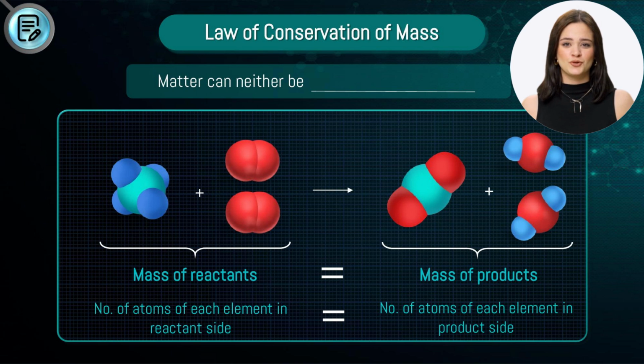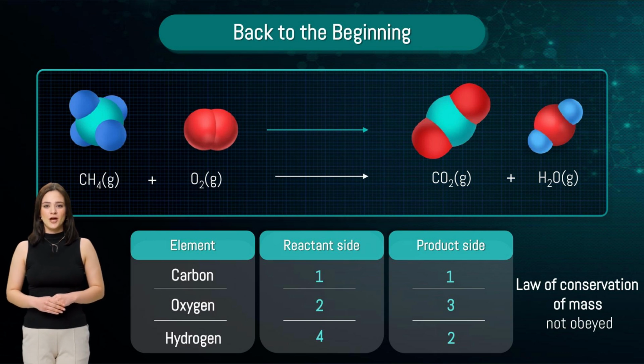This principle ensures that the number of atoms for each element remains constant on both sides of the equation, maintaining balance throughout the reaction. In chemical reactions, the law of conservation of mass is not obeyed when equations are unbalanced. For instance, in the reaction CH4 gas plus O2 gas gives CO2 gas plus H2O gas, the number of carbon, oxygen, and hydrogen atoms differ between reactant and product sides, indicating an unbalanced equation.